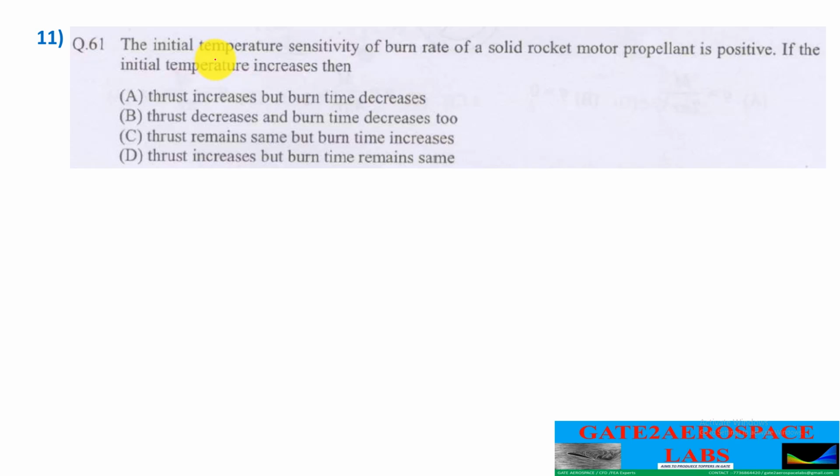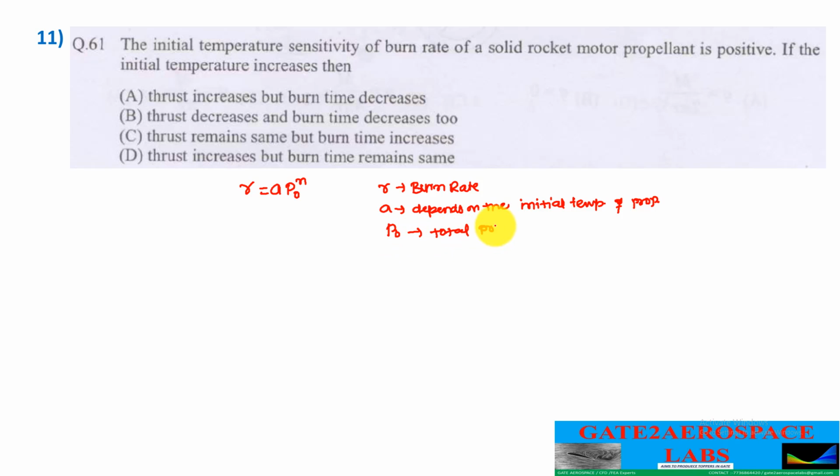In this question, the initial temperature sensitivity of burn rate of solid rocket motor propellant is positive. If the initial temperature is increased, first of all, there is a mathematical model for rate of burning, which is r = A into P naught to the power n, where r is our burn rate. A is a constant that depends on initial temperature of the propellant. P naught is total pressure inside combustion chamber.